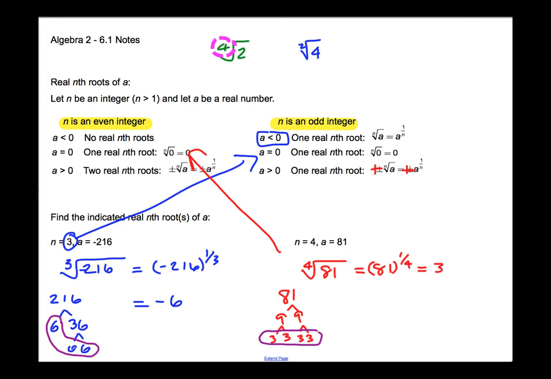The fourth root of 81 is equal to 3. But it's also equal to -3 because you see, I fall into this category right here. My a value in this case is 81. It's larger than 0. So I have 2 real nth roots, a plus version and a minus version. So it just looks a little bit different. It just requires a little bit of thought.